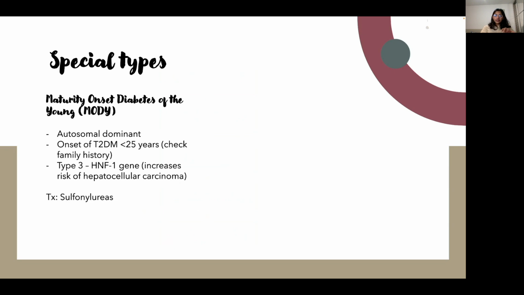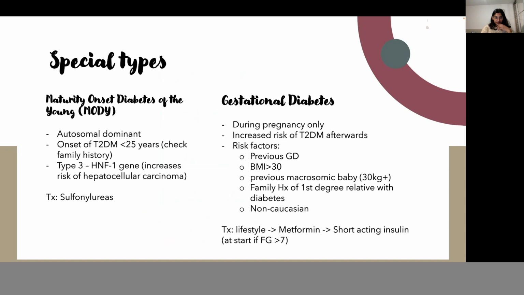But with any young person, you might think type 1 diabetes, but don't forget to think about this rarer form, MODY, as well. The treatment for this is just sulfonylurea. So that's the drugs that we talked about, glycosides, for example.